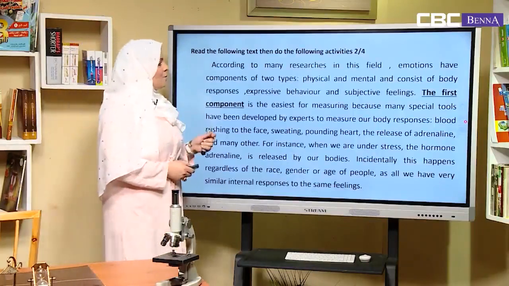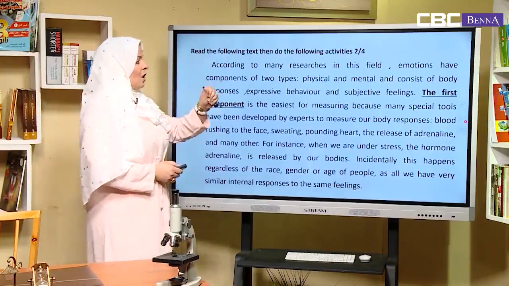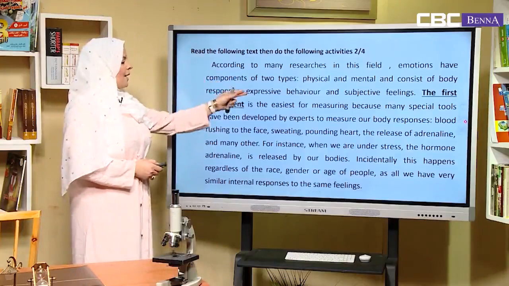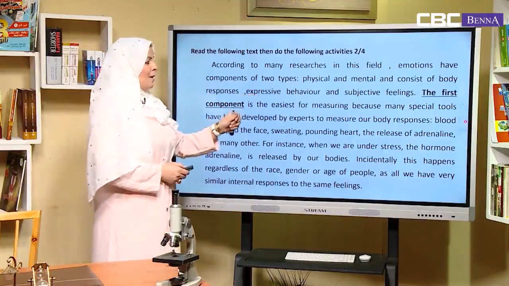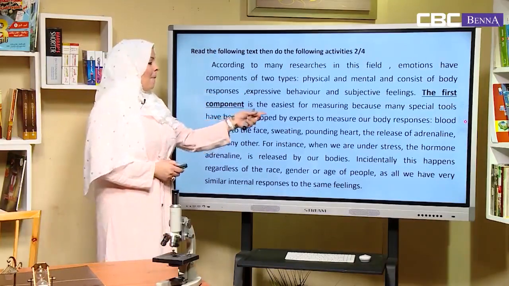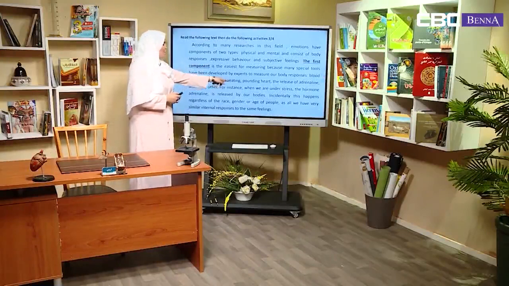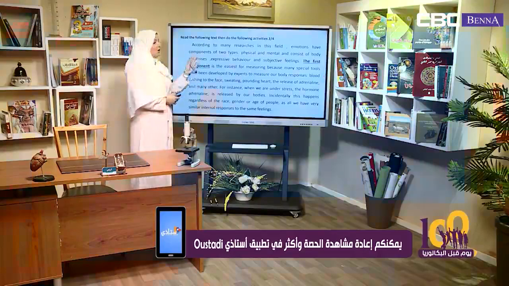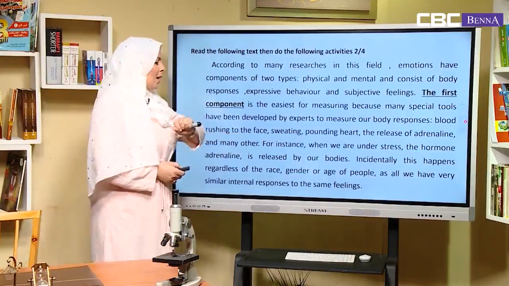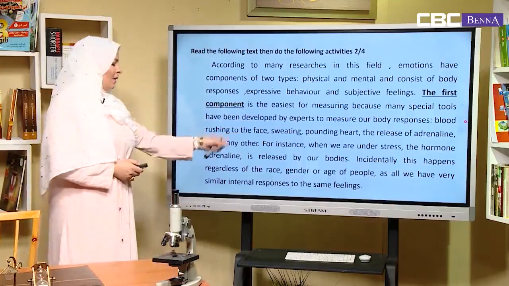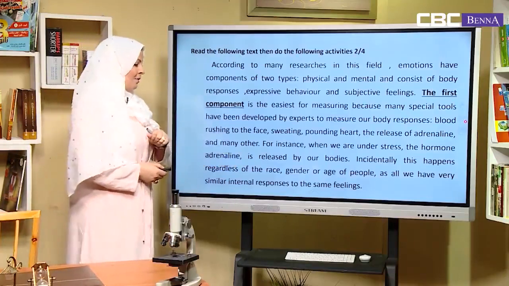According to many researchers in this field, emotions have components of two types, physical and mental, and consist of body responses, expressive behavior, and subjective feelings. The first component is the easiest for measuring because many special tools have been developed by experts to measure our body responses. Blood rushing to the face, sweating, pounding heart, the release of adrenaline, and many others. For instance, when we are under stress, the hormone adrenaline is released by our bodies. Incidentally, this happens regardless of the race, gender or age of people. As all, we have very similar internal responses to the same feeling.